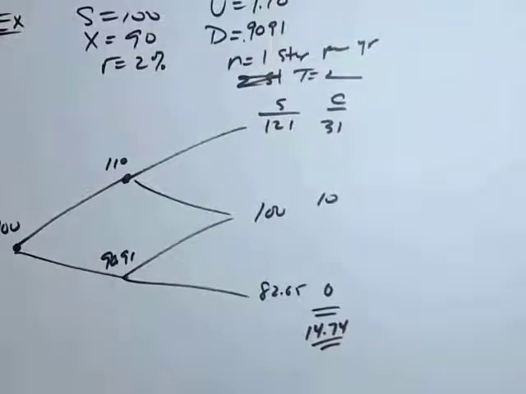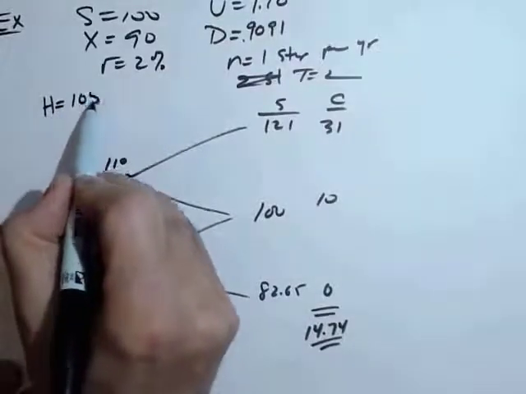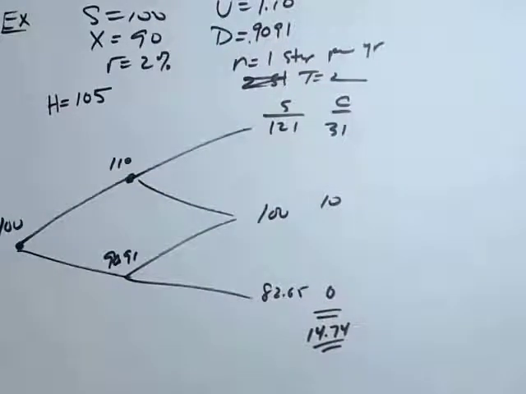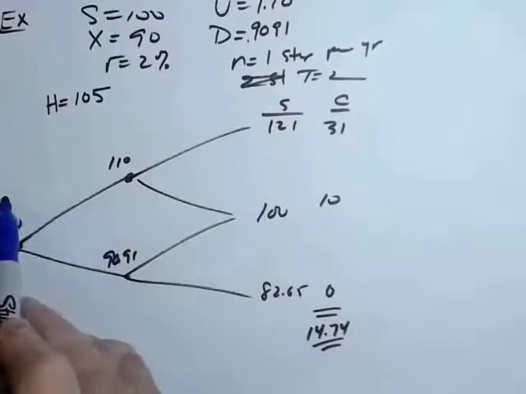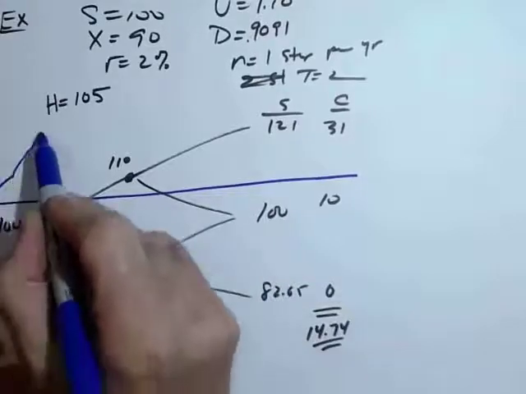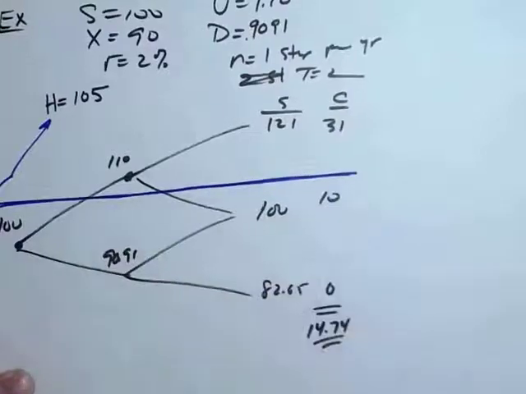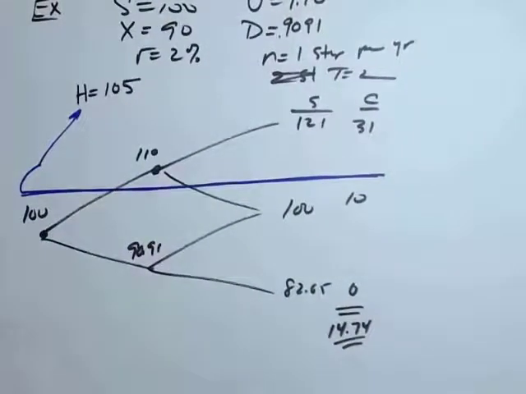So what we have to do is add a barrier. In this case, let's assume a barrier, H, is 105. The best way to visualize the effect is to actually draw a barrier at 105 in the lattice here. So 105 is about here, and I'm going to draw that H of 105 right at that point, in blue. There you have it.